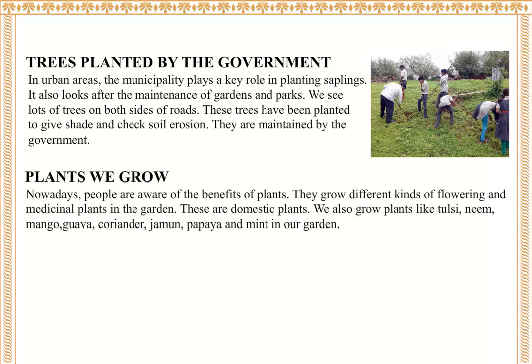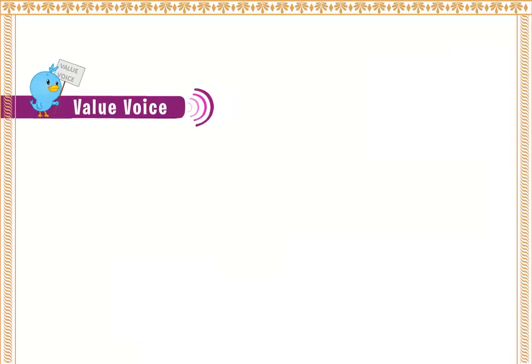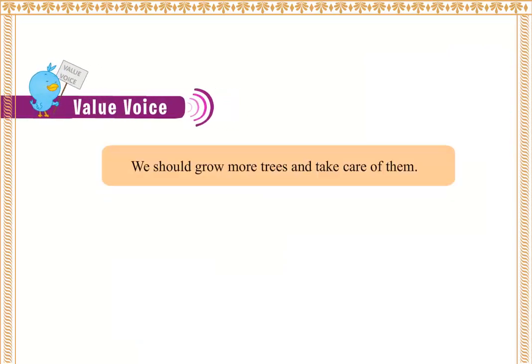Plants we grow. Nowadays, people are aware of the benefits of plants. They grow different kinds of flowering and medicinal plants in the garden. These are domestic plants. We also grow plants like tulsi, neem, mango, guava, coriander, jamun, papaya, and mint in our garden. Value voice. We should grow more trees and take care of them.